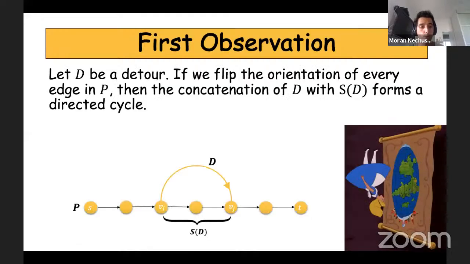So if you look at the path P that connects S to T, and you imagine a detour that goes from Vi to Vj, then if we flip the orientation of every edge in the path P, we get a cycle that is composed of the detour D and the part that is skipped by D. So we get a cycle. This is the first observation.